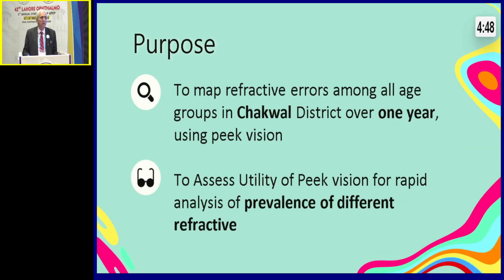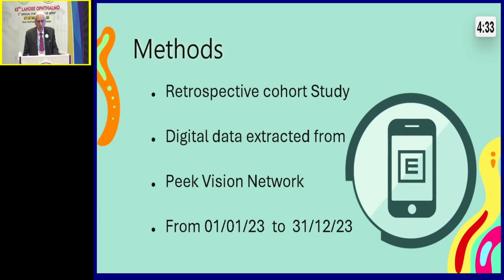So this was the purpose: to map refractive errors among small age groups in Chakwal district over 1 year, and to assess the utility of the PEEK tool for rapid assessment of prevalence of different disorders. Because the PEEK tool can also be used for the rapid assessment of avoidable blindness, the RAAB assessment, and it's very rapid compared to doing a whole national survey of blindness.